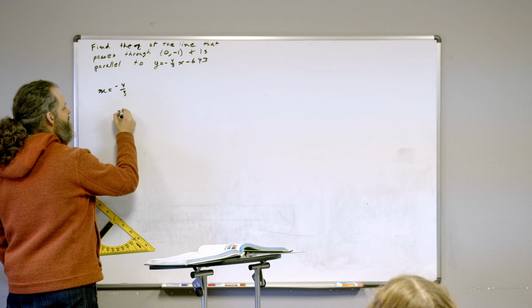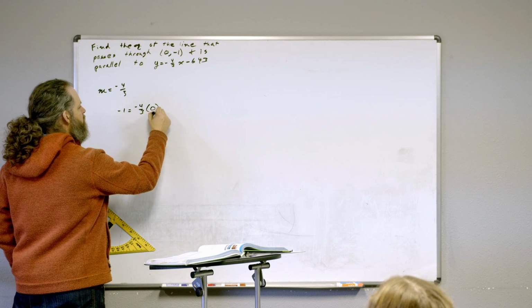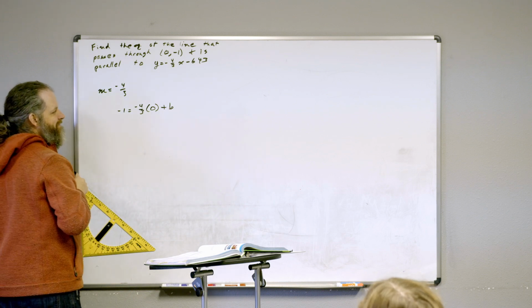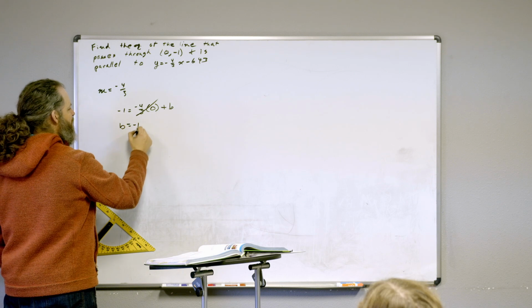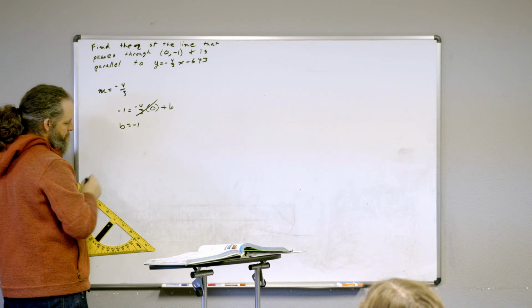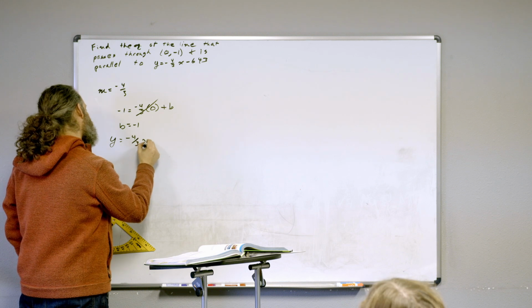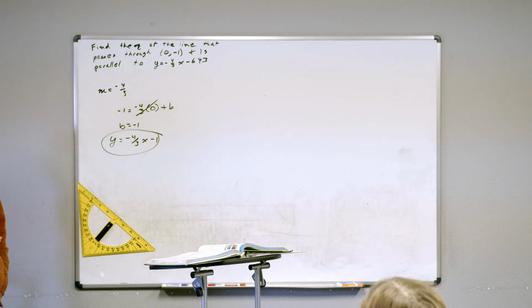So now what? Negative 1 equals negative 4/3 times 0 plus b. Now what? We just take out that section. b equals negative 1. Now what? y equals negative 4/3 x minus 1. Great. That's it. That's easy money.